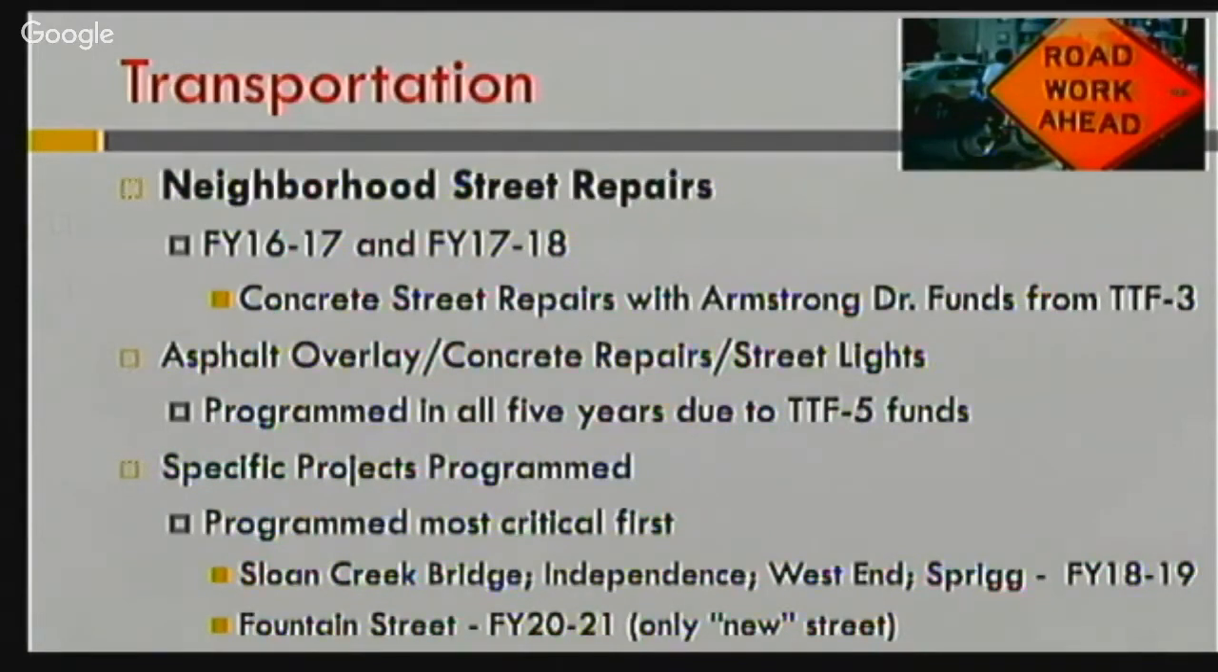We have our Sloan Creek Bridge, that's the raising of that structure. We have Independence, that's from Gordonville to Carruthers, that's about $3.5 million. But that's for both the study and to be able to implement the recommendations of that study. Right now, we are in the process of doing the study. We also have West End, that's from Rose to Bertling. And we have Sprigg, that'd be from William to Broadway. And then Fountain Street, again, at fiscal year 2021 being the only new street.